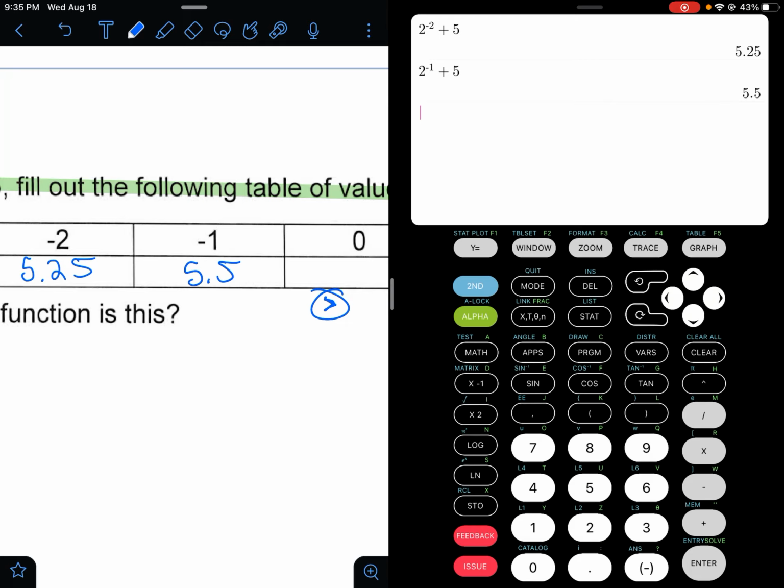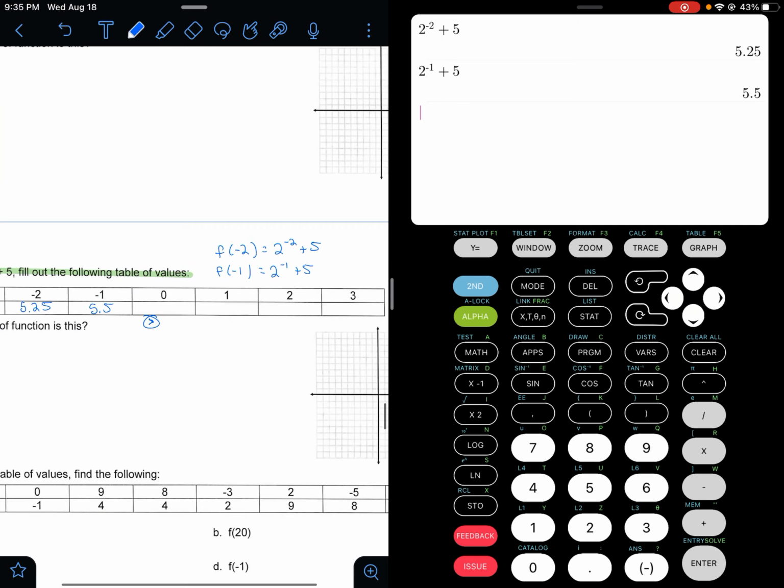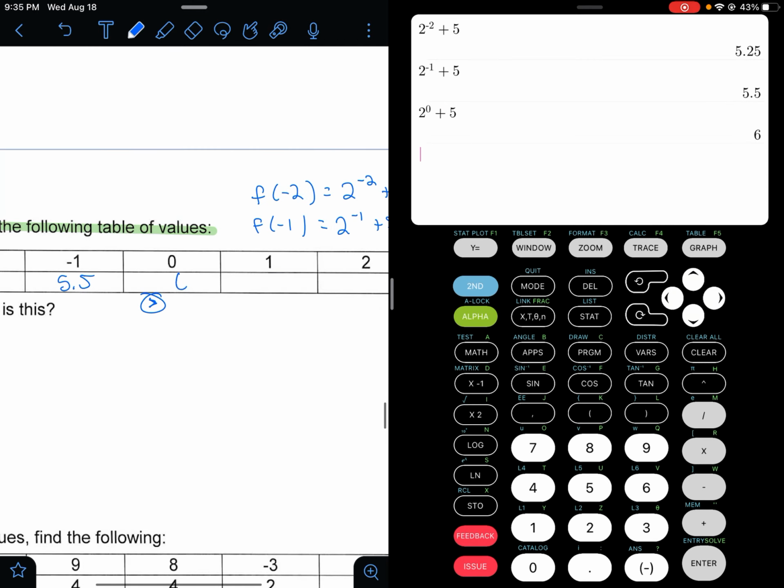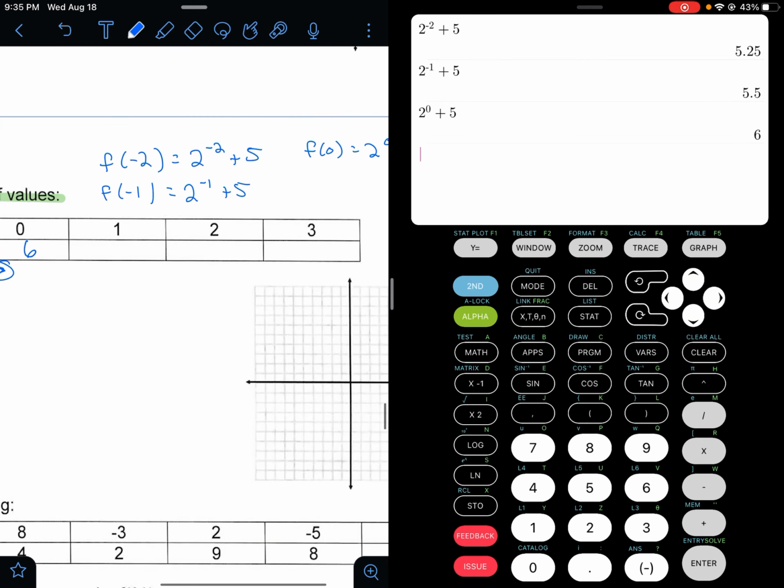So just for an example here, we'll do this next one. It's going to be f of 0, which is going to be 2 to the power of 0 plus 5. So specifically, we're going to do 2, do the caret to get a power, and then I'm going to plug in 0. Now, to get out of the power, I press my right arrow key, plus 5, and I end up with 6.